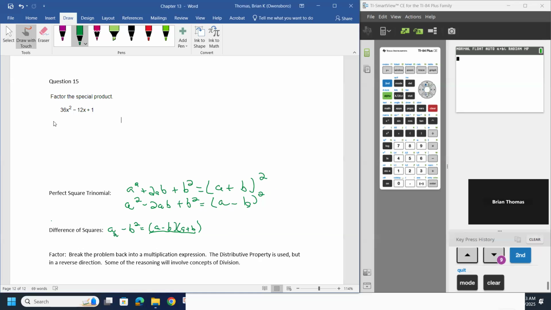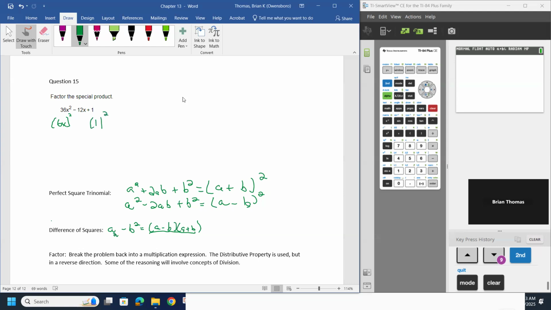Now, to verify that it is a special product, it has to pass three tests. The first expression has to be a perfect square. Well, 6x squared does give me 36x squared. What squared gives me 1 would be 1 squared.